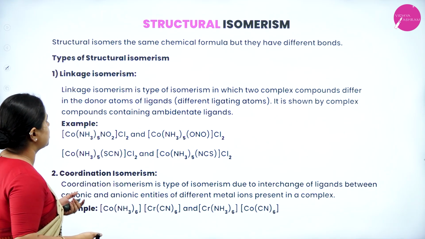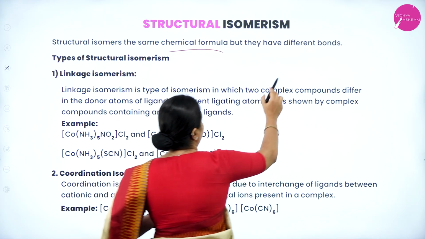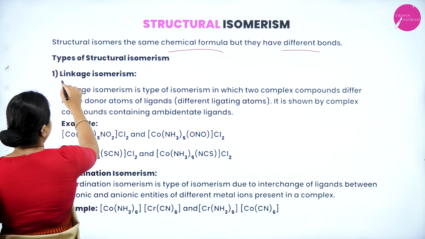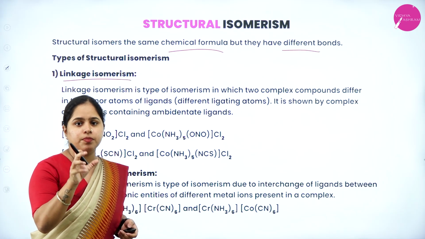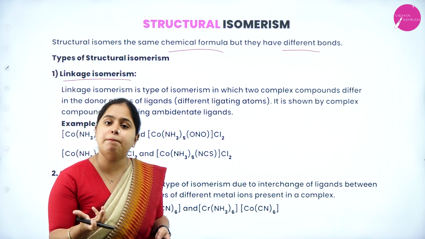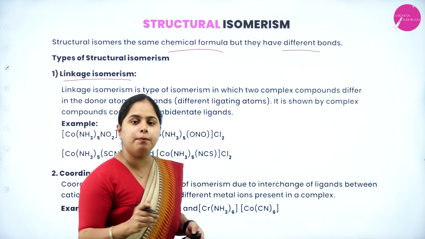Moving on to the next one, structural isomerism. They again have the same chemical formula, but they have different bonds. The bonds will be different here. So let us see the first type, called linkage isomerism. Whenever you see linkage isomerism, you have to remember, linkage isomerism is shown by ambidentate ligands. This is very important. It is shown by ambidentate ligands.